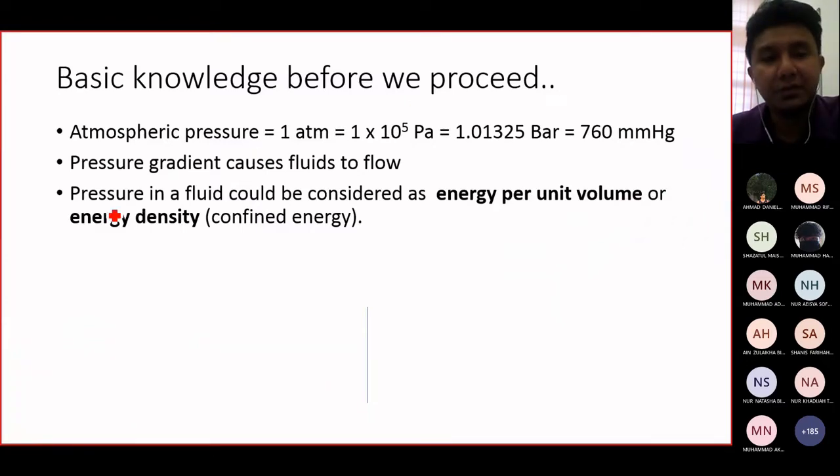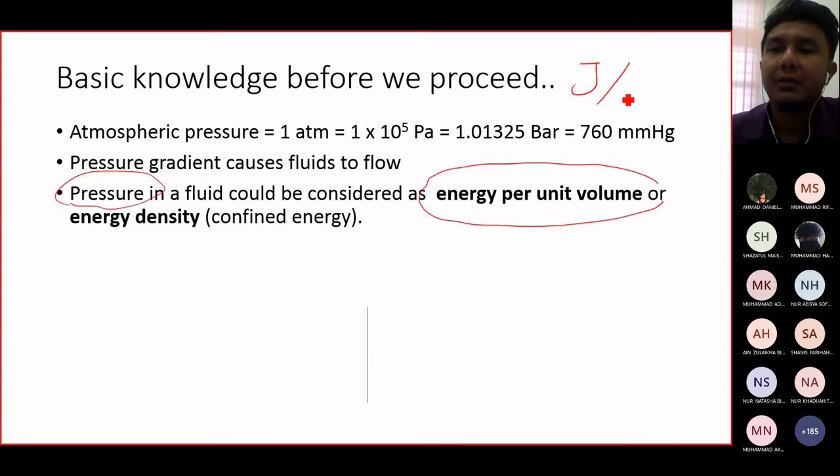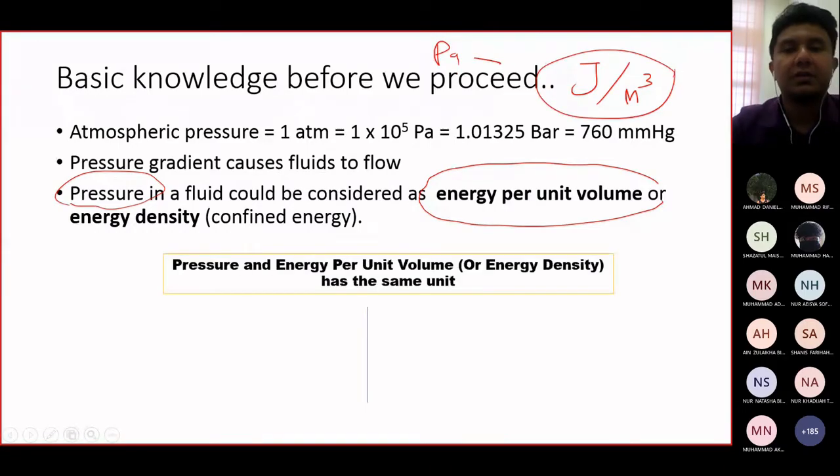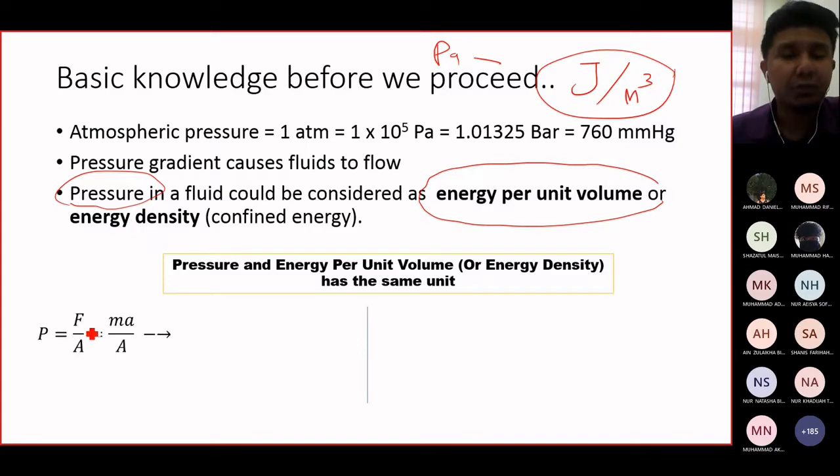I'm going to show you, to prove to you, that pressure is actually energy per unit volume, and energy per unit volume is joule per meter cube. Meaning, the unit Pascal is the same as here. So pressure and energy per unit volume have the same unit actually. How? Now we know that pressure P equals F over A. F also equals MA. M is your mass, A is the acceleration.